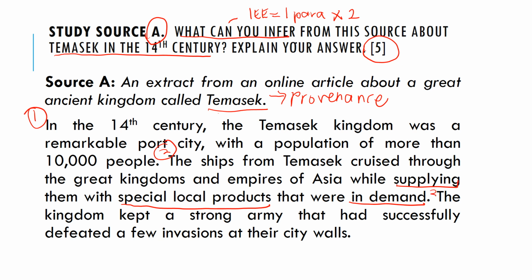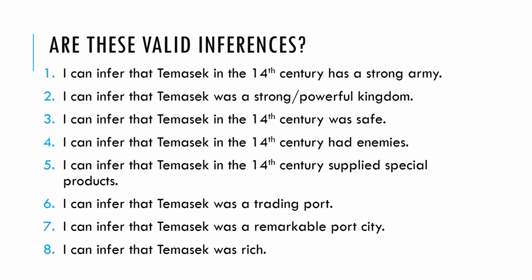And sentence number 3. The kingdom kept a strong army that had successfully defeated a few invasions at their city walls. So from here, what I understand is number 1, we have a strong army, and number 2, there were invasions. Understood the source? Now, next stage. We are going to look at some of your friends' answers and see whether or not these answers are considered valid inferences. So what I want you to do is to pause this video for a while and look at the 8 statements that are there and think about which of these are valid and which of these are invalid. And then you play back the video.